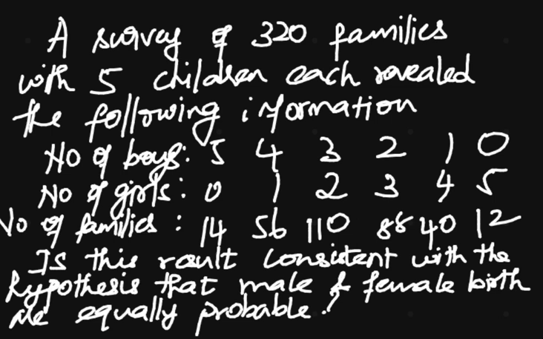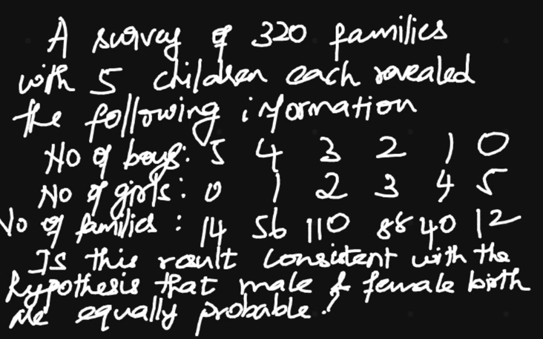Next we will see another problem. A survey of 320 families with 5 children each reveals the following information. The number of boys is 5, 4, 3, 2, 1, 0 and the number of girls is 0, 1, 2, 3, 4, 5, and the number of families is given as 14, 56, 110, 88, 40, 12. Is this result consistent with the hypothesis that male and female births are equally probable?